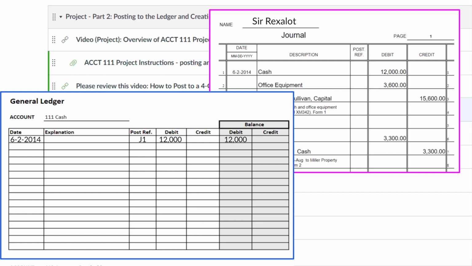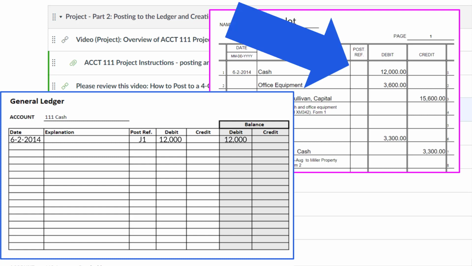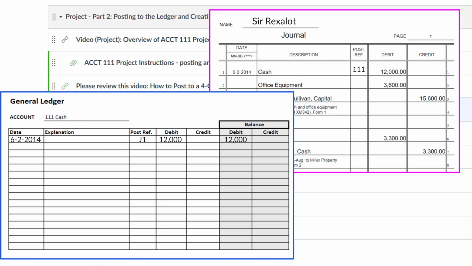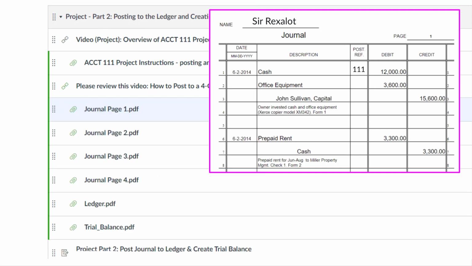Now we're almost done posting this $12,000 debit. Now we need to go back to the journal and we need to write in the account number that we posted it to. And you find the account number in the ledger, or you can look at your chart of accounts. And notice cash is 111. So I'm going to write 111 in the post reference on the journal. Then we're just going to move down.